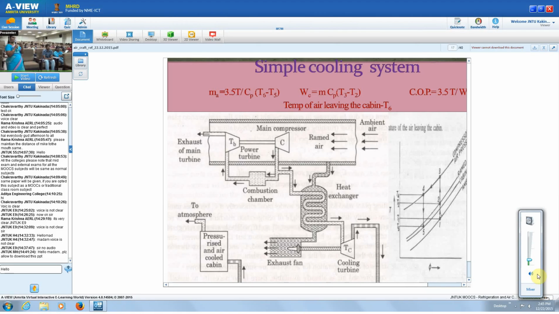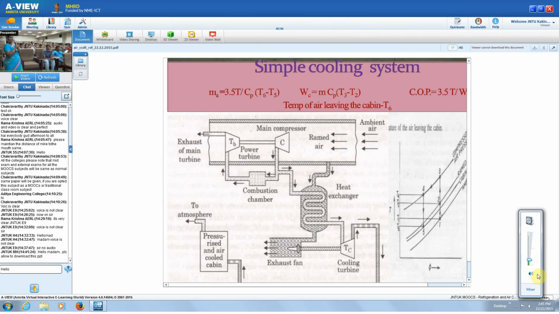And 3 to 4 is the heat rejection in the heat exchanger, which is an air to air heat exchanger only, so it is assumed as isobaric. 3 to 4 is isobaric heat rejection. Then the refrigerant, which is air, goes into the cooling turbine, where expansion takes place from 4 to 5. 4 to 5 is the isentropic expansion. The work done by the cooling turbine is utilized for running the fan.